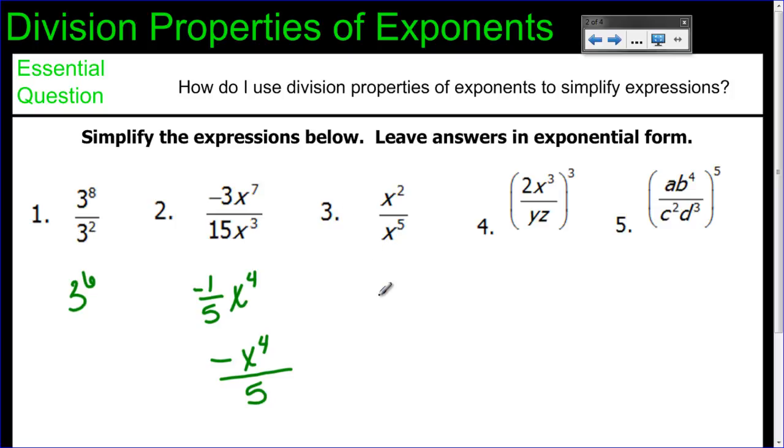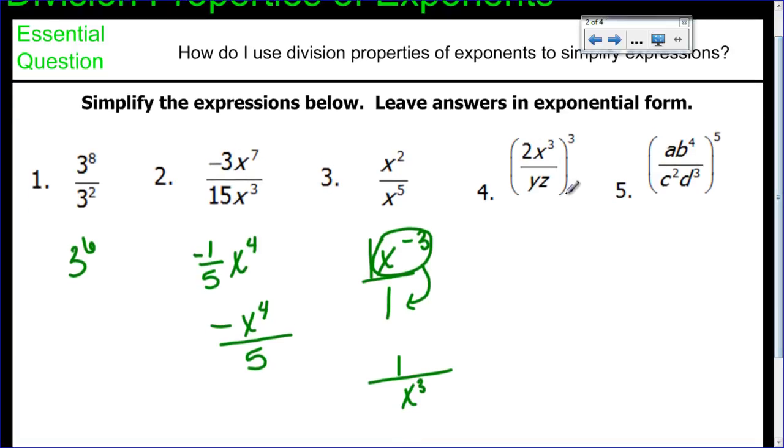So number 3, keep your base. 2 minus 5, though, happens to make a negative 3. And if you remember our rules about negative exponents, I have to rewrite this so that the part with the negative exponent moves down to the denominator. So the 1 stays in the numerator, and the x to the negative 3 moves to the bottom, so it's x to the positive 3.